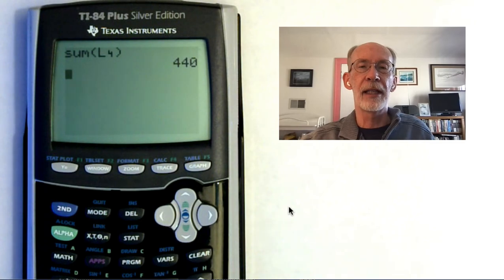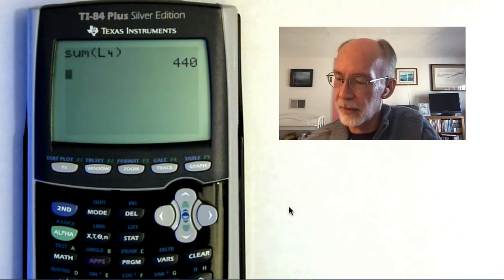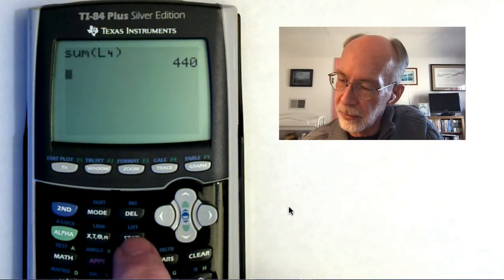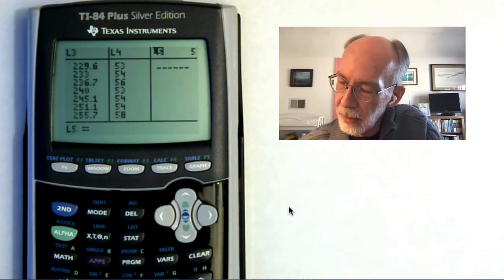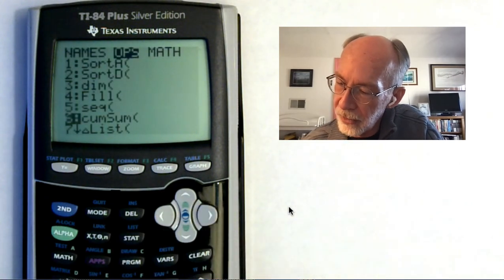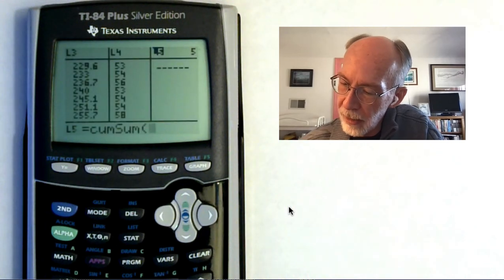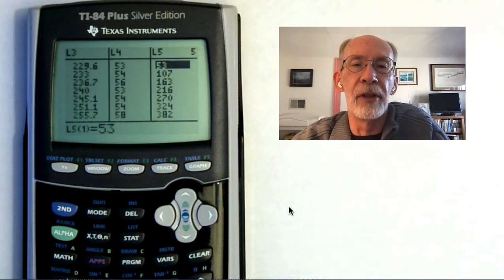You can also ask for a cumulative sum. You can ask the calculator to give you the sum in a new column of all the values up to a given value in some other column. And the way that works is, we got to go back in here. Let's say we wanted to get a cumulative sum of the values in L5. Again, we don't have much purpose for that, but there are other situations where you would. So we'll click up. We go to second list. This time we'll go over to ops, down to command number 6, cumulative sum. From where? From L4. And there they are. So you see the 53, and then the second entry is the 53 plus 54, and the third entry is the sum of the first 3, and so on and so on.